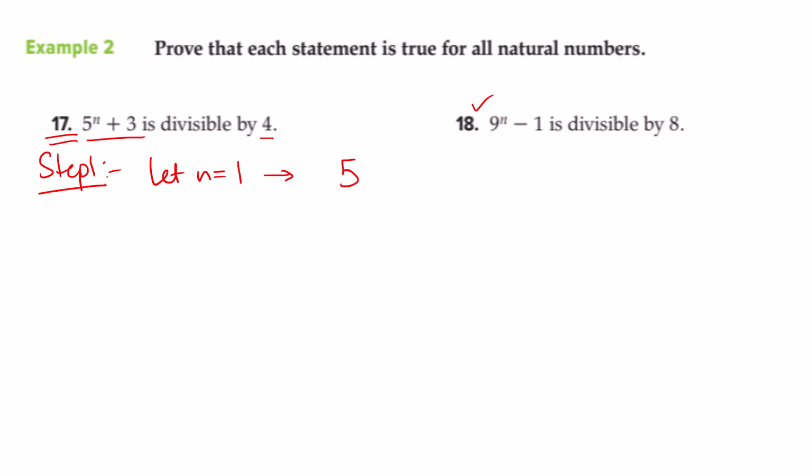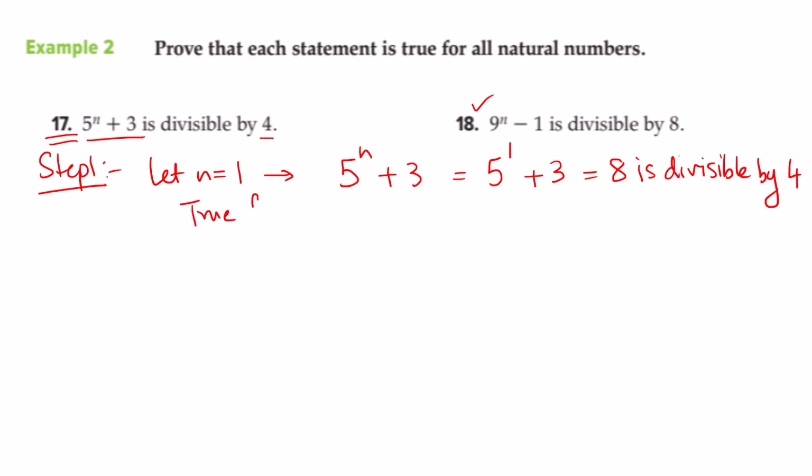So 5^n plus 3, I'm going to find its value. 5^1 plus 3. So 5 plus 3 is 8, and definitely 8 is divisible by 4 because 8 divided by 4 is 2. So it is true for n equal to 1. We have checked, and now let's begin step 2.